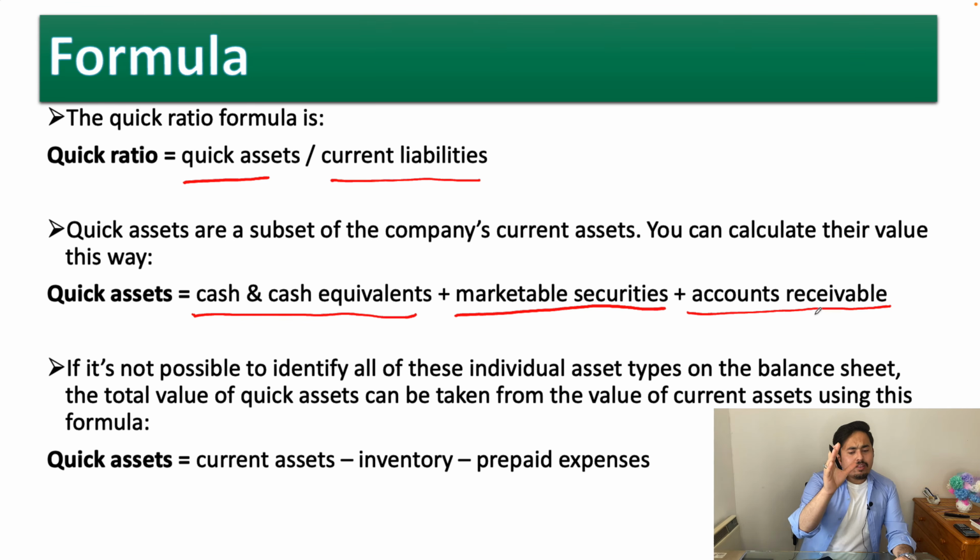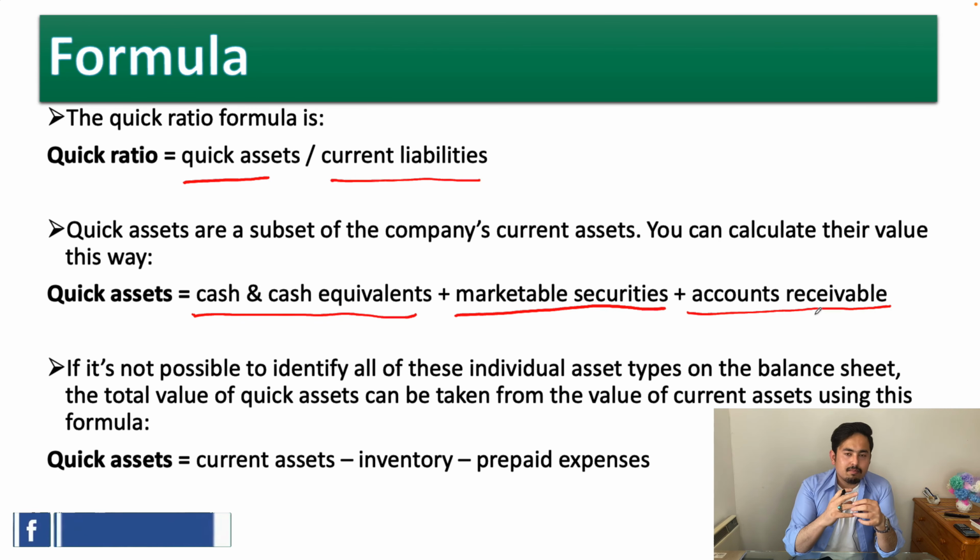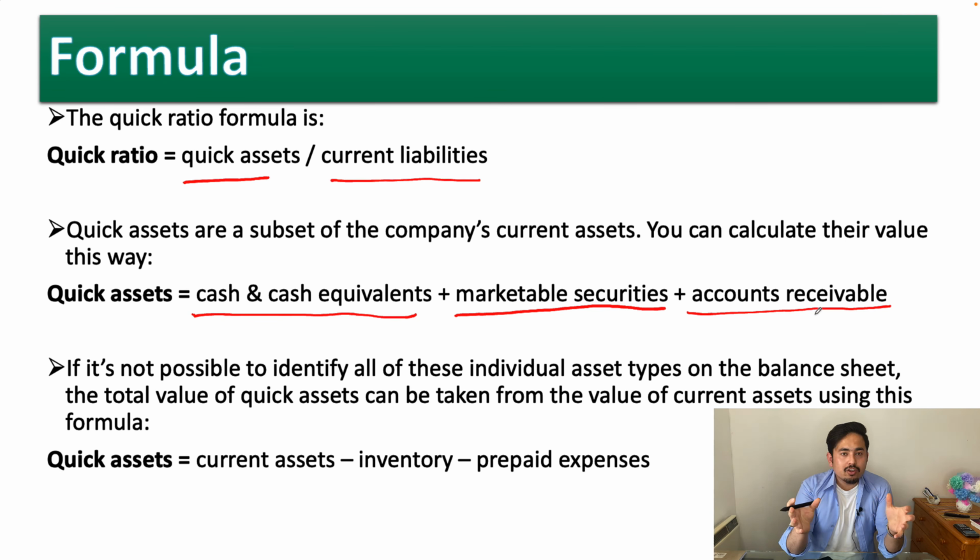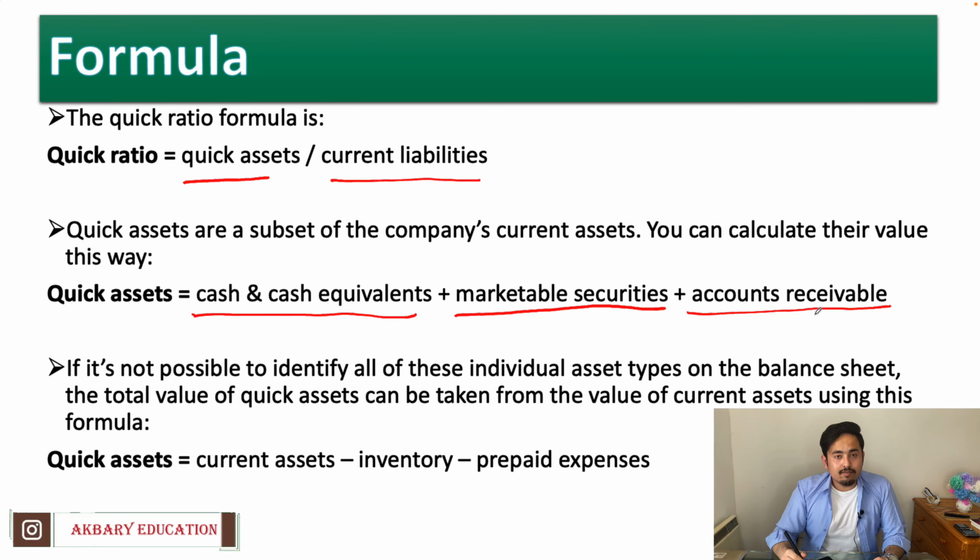But if it is not possible to identify all of these individual asset types on the balance sheet, the total value of the quick asset can be taken from the value of current asset using this formula. It's an easier way. If the company has given certain items which do not include these three items, or it is a bit vague, you know, the inventory of the company, the prepaid expense of the company, or even only the inventory and there was no indication of the prepaid expense, then you can use this formula to reach the quick asset of the business.